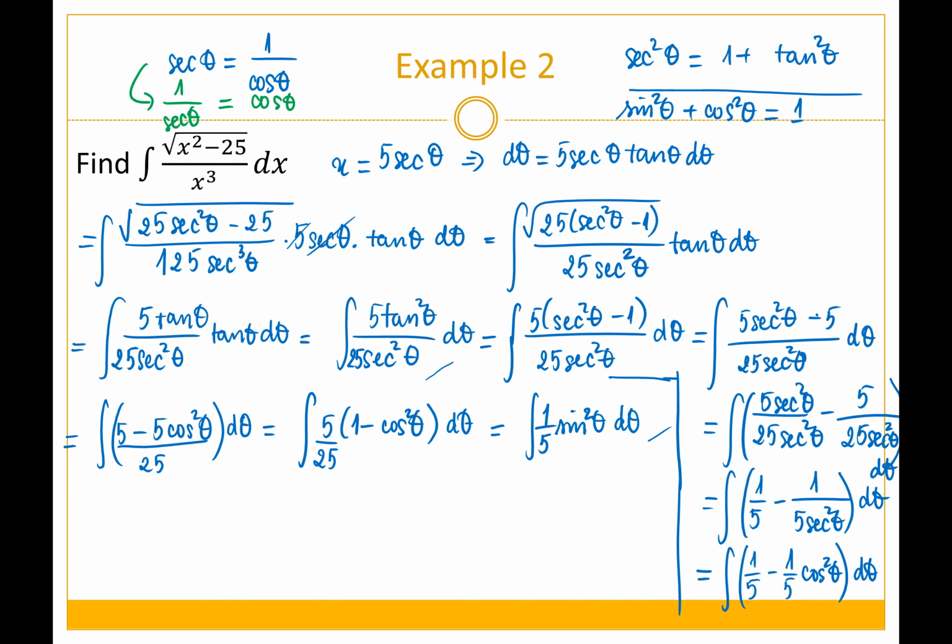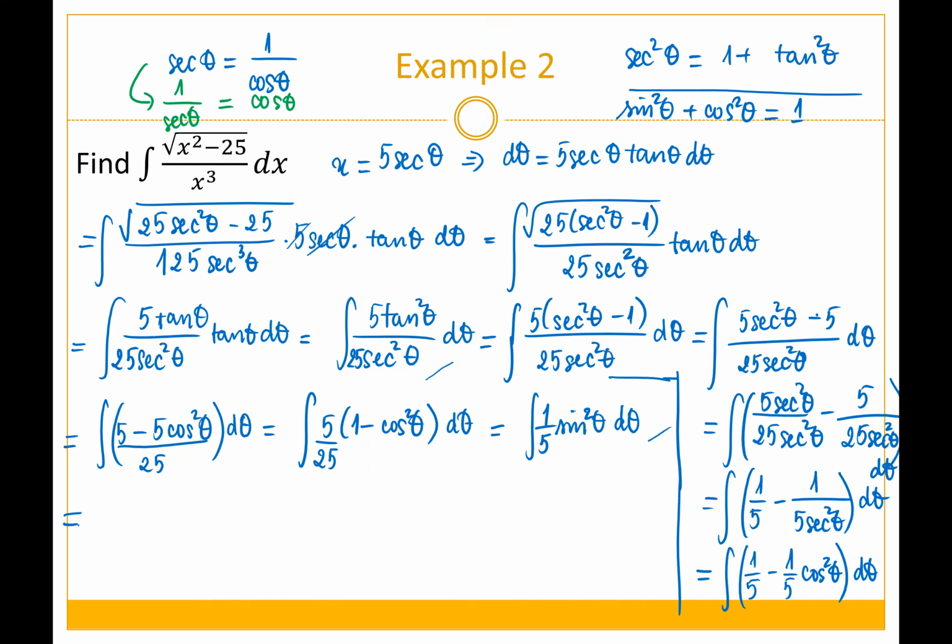Does it feel better now? Yeah, I should have just written them all down, but I just don't want to bore you guys out. But okay, so we're all good. So now we end up with 1 over 5 sine square, because sine square plus cosine square is 1. Now just use the double angle formula to solve it, and then we're going to use the right triangle relationship to put it back into x.